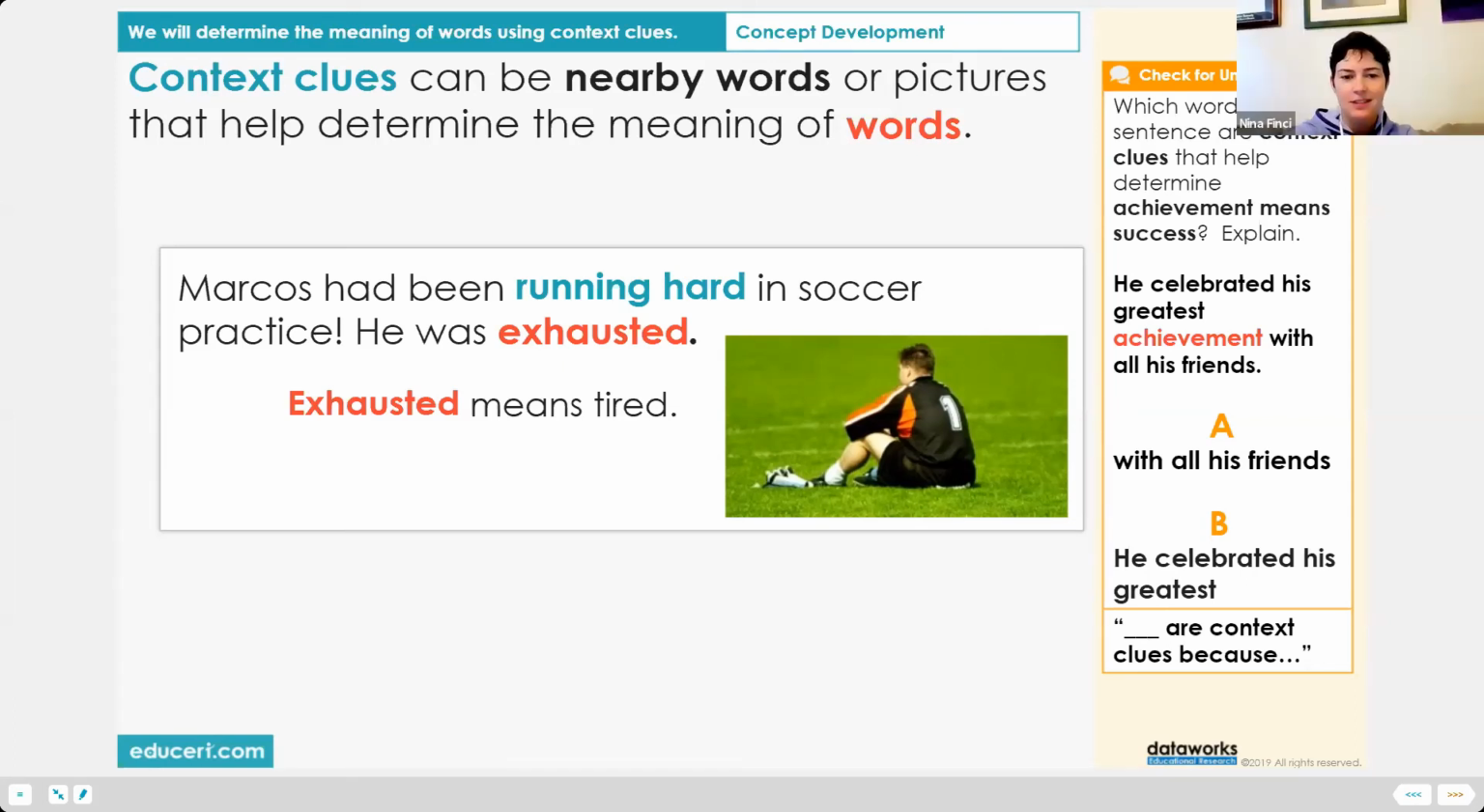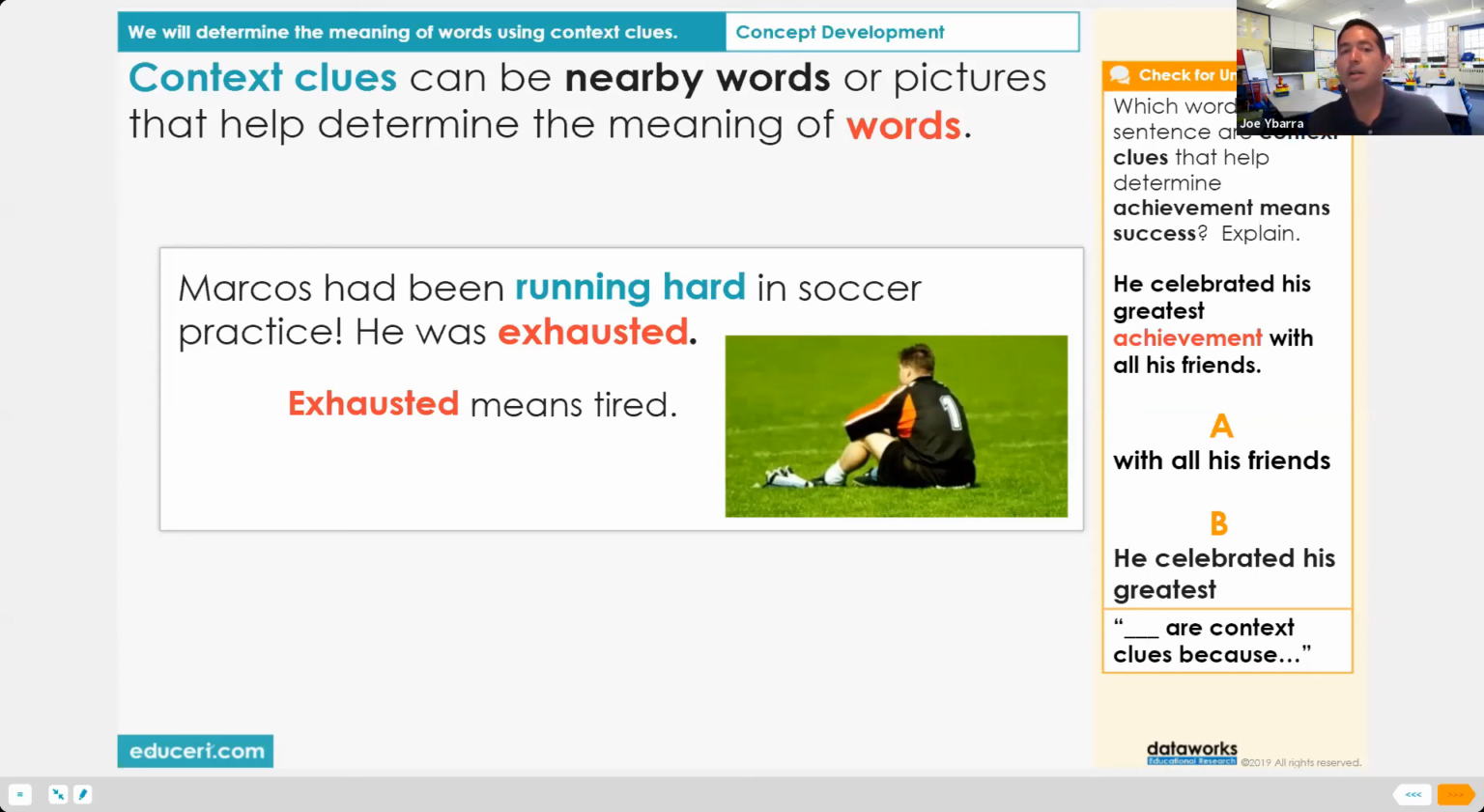I would change my answer to B because to achieve something is closely related to celebrating something, not only celebrating, something great that you did. So this is concept development. Conceptual understanding of the concept is very important for deep understanding.